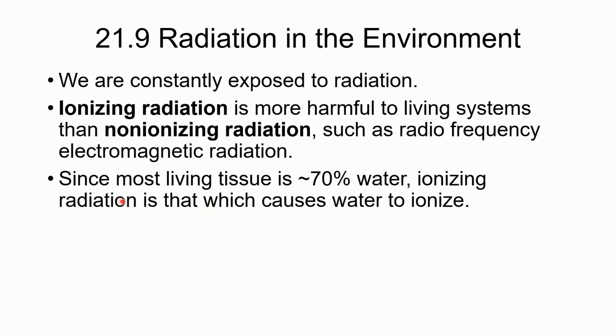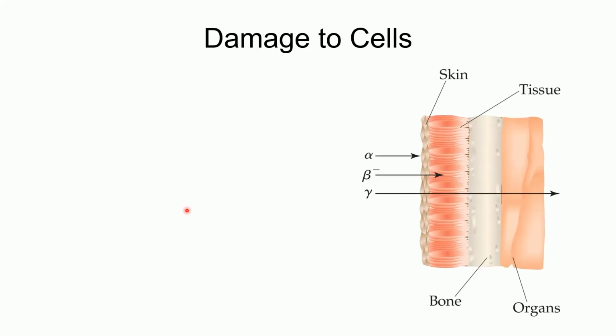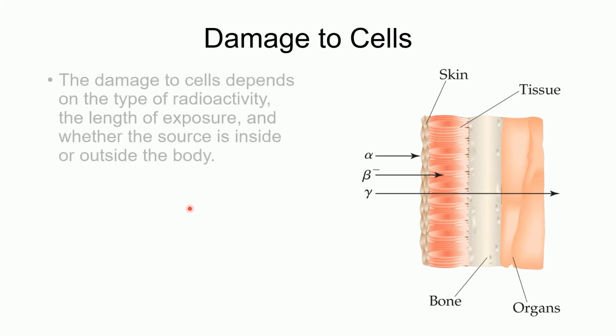So we'll find that since most of living tissue is water, we're primarily concerned with the reactions that happen to water, and certain reactions can cause the bonds in water to break and form OH radicals, and those can lead to cell damage. Now, as far as the different types of radiation, how much they affect the body, we want to look at how far these different types of radiation can penetrate into the body.